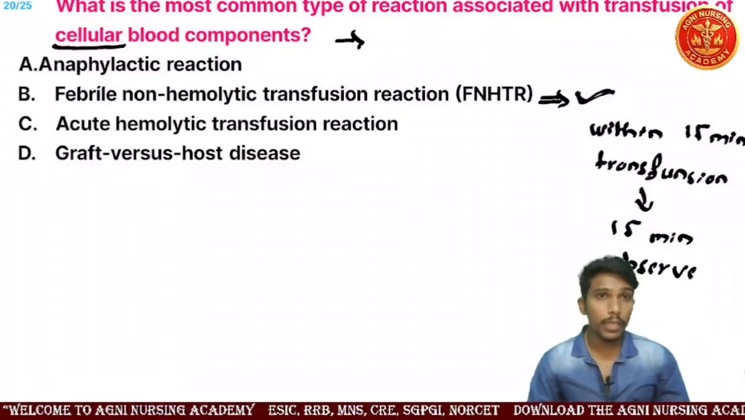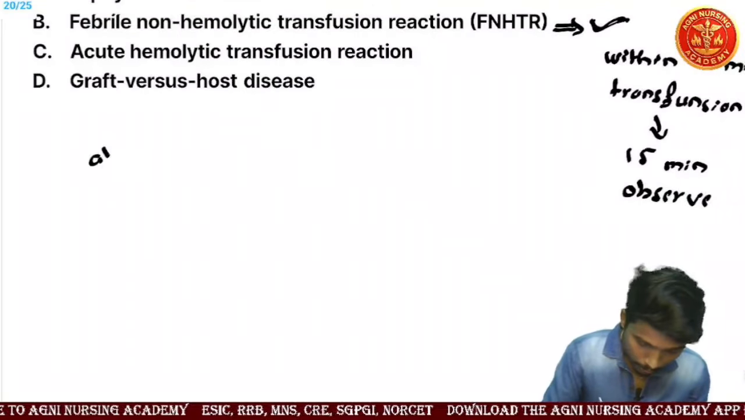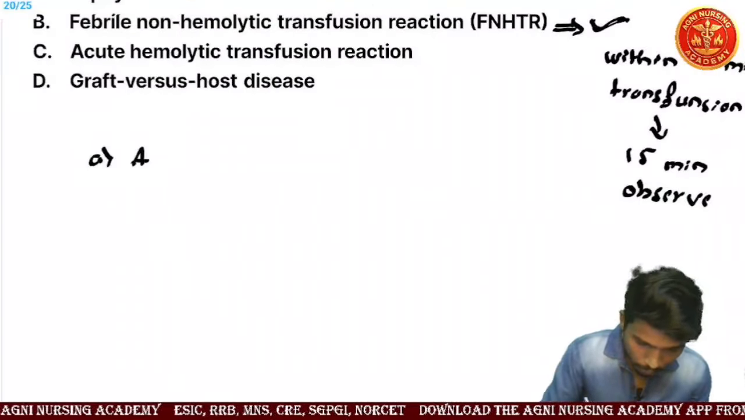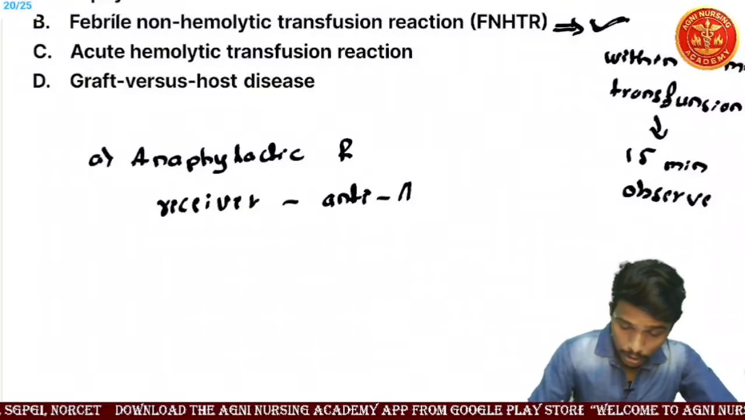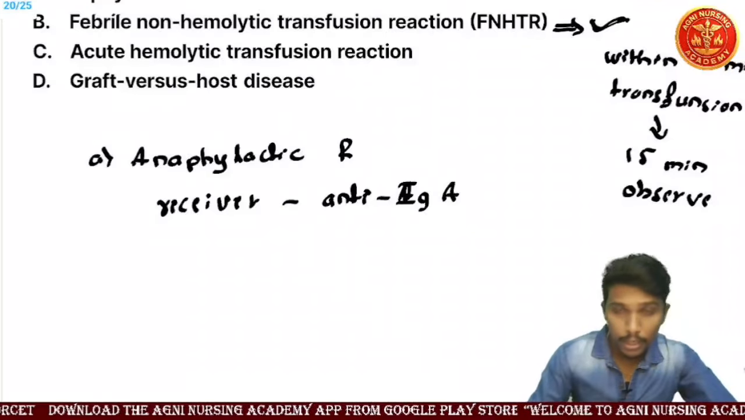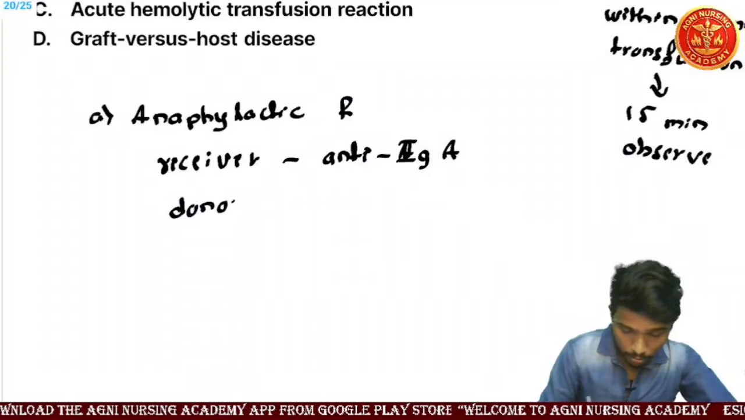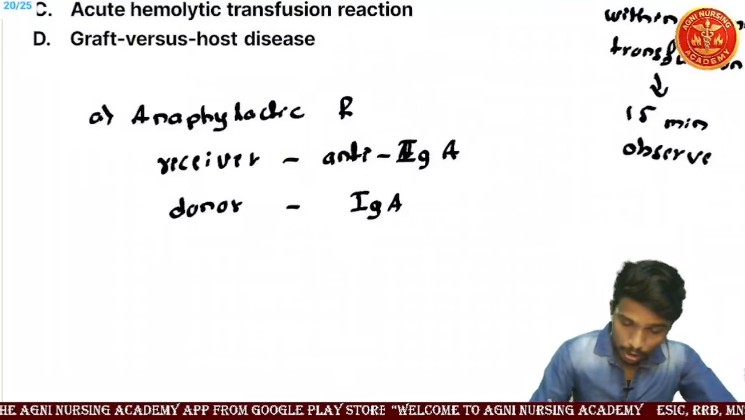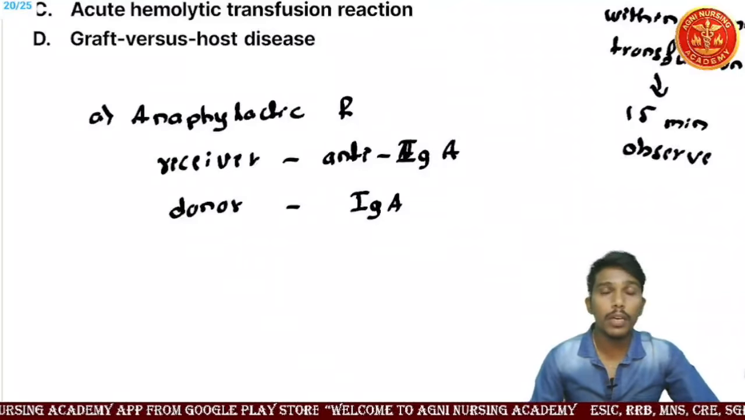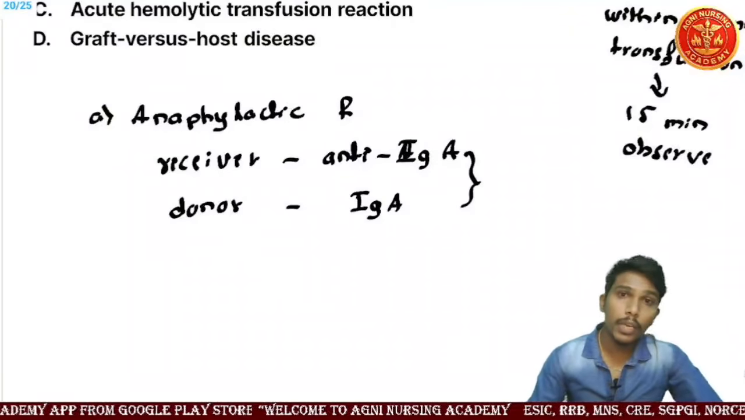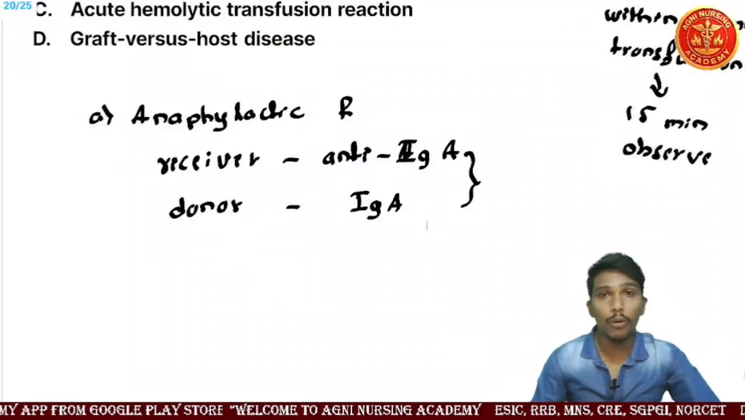And coming to option A, anaphylactic reaction. When can it happen? If the receiver has anti-IgA and the donor has IgA, these two make an antigen and antibody reaction and cause the reaction. That is the anaphylactic reaction, by the reaction of anti-IgA and IgA.